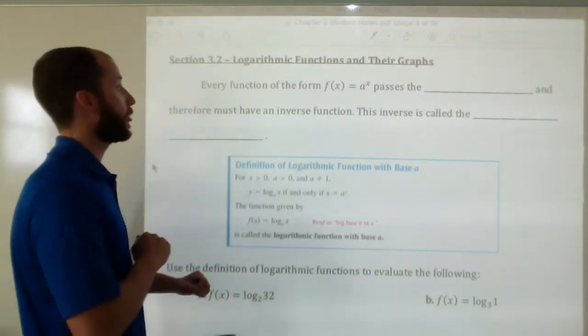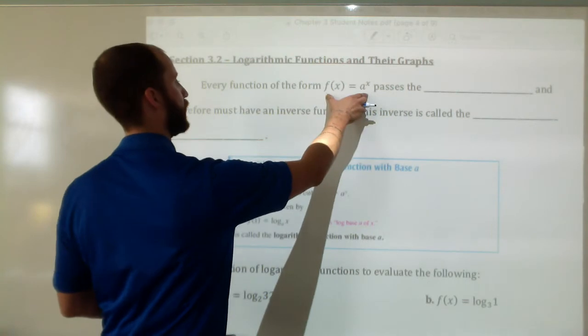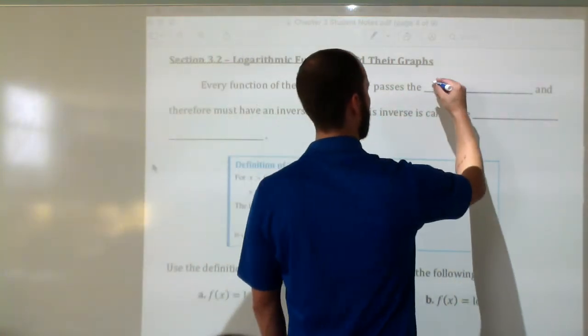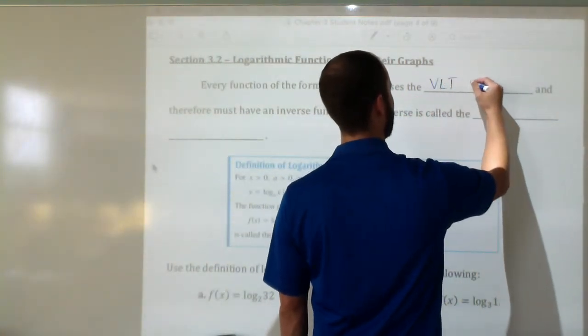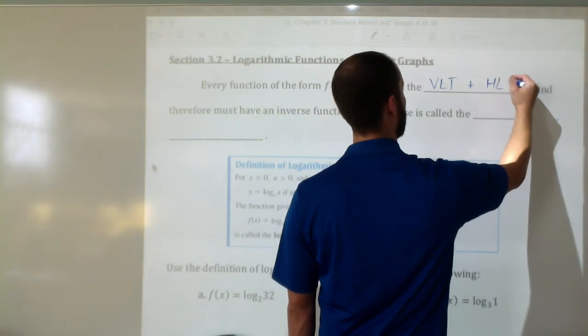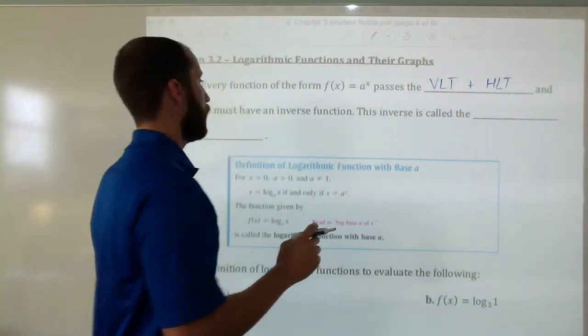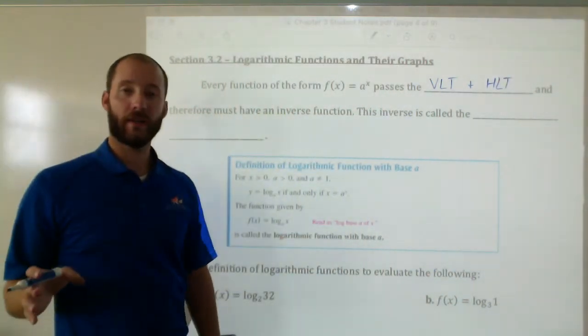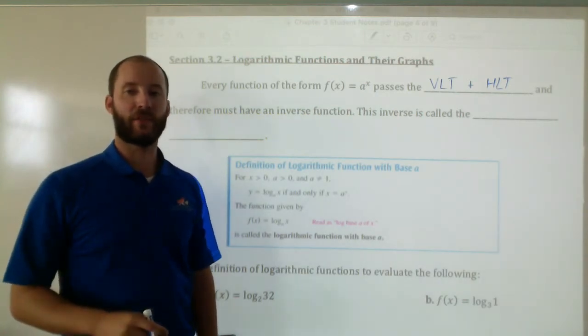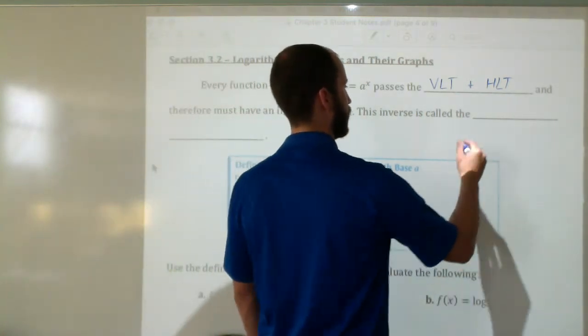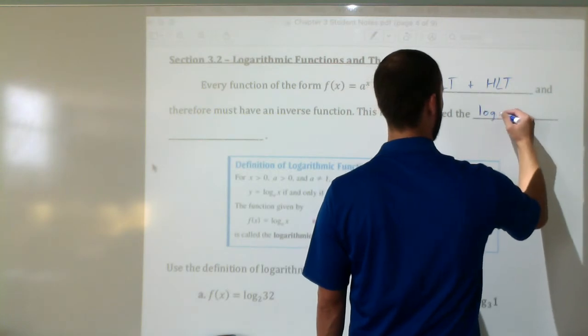their graphs. So every function of this form, an exponential function, passes the vertical line test and the horizontal line test, which means it's one-to-one and it has an inverse function. This inverse is called the logarithmic function.